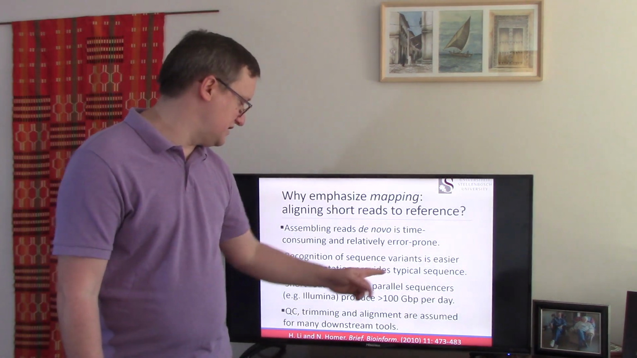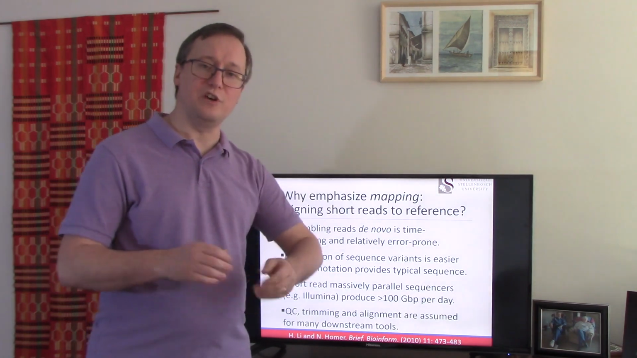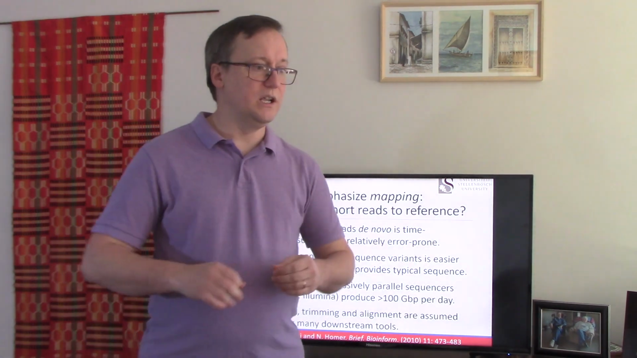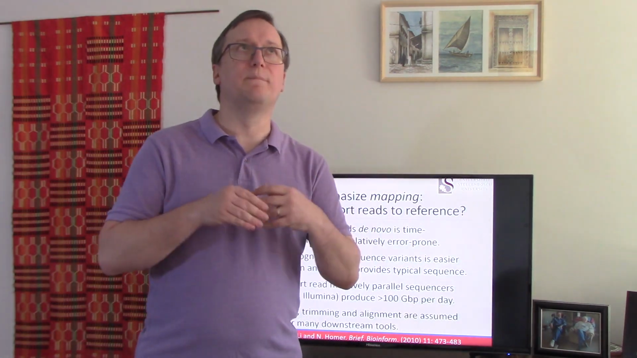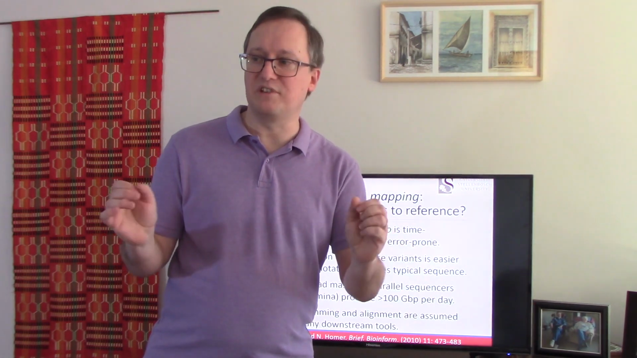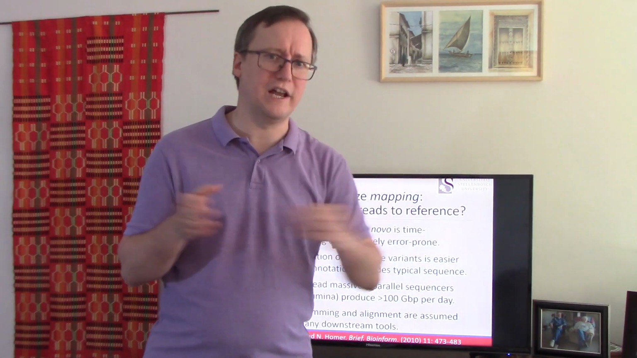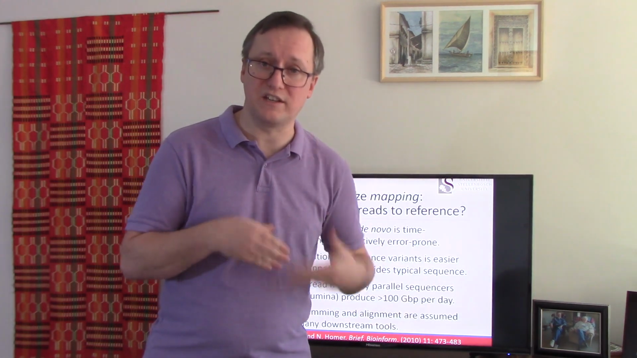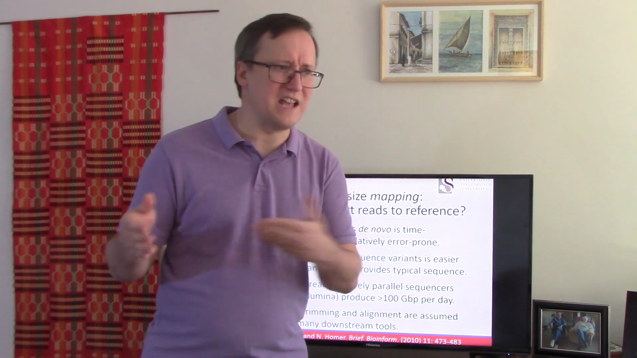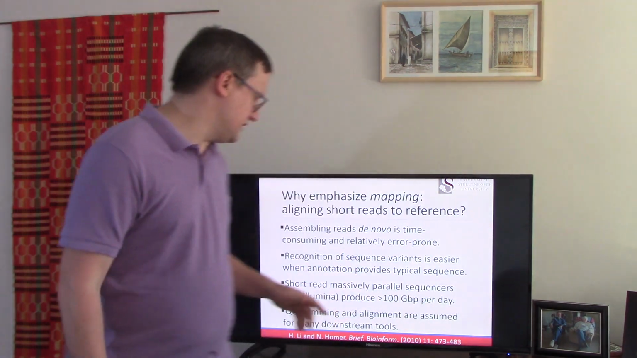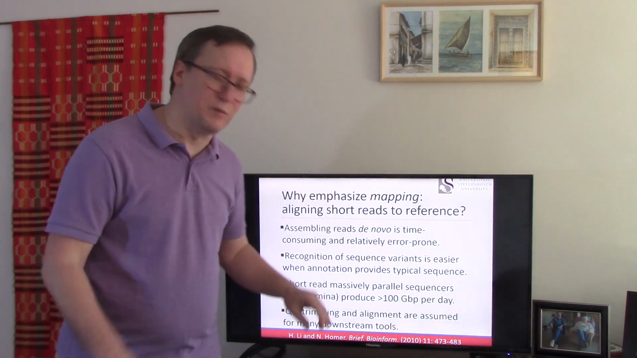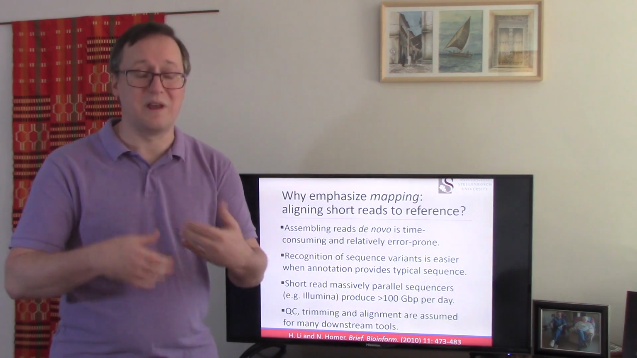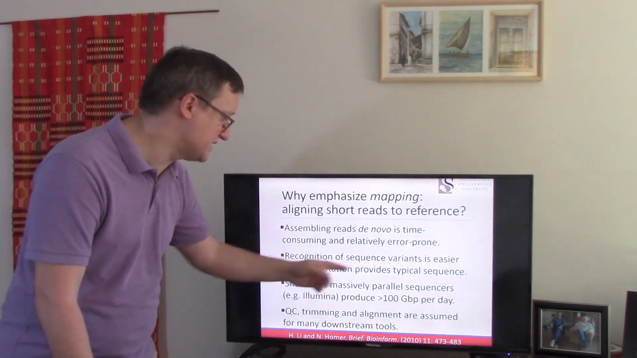Recognizing sequence variants is a whole lot easier if the annotation tells you what the typical base call should be at each position. So naturally, any reference genome is going to represent probably just one canonical letter at each position, the wild type sequence for that organism. And any individual of that organism is going to differ at some set of locations anyway. So if you have a known wild type sequence, finding those variants that are particular to this individual is a lot easier, it is really only feasible under the mapping context.